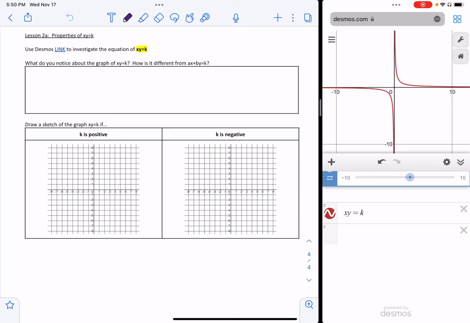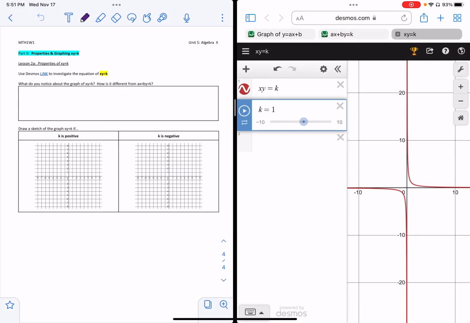So the first thing I want you to do is click the link here. And we're going to look at the equation xy equals k. Now this equation is very different than our other equations. If you look at the Desmos graph to the right, you will immediately notice that it's not a line. And it's important that we see examples of equations that do not give us lines. So not every type of equation will always give us a nice straight line.